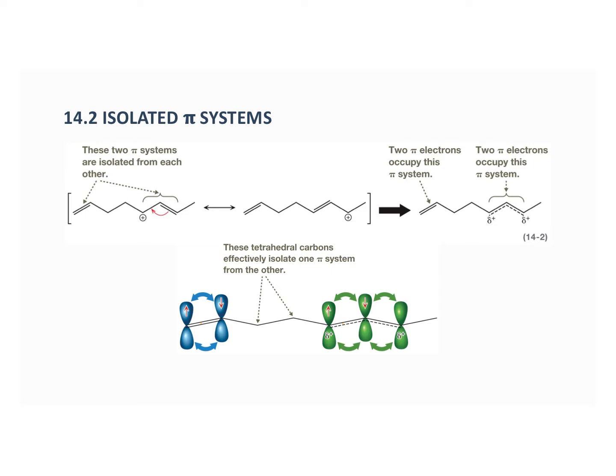So this is called an isolated system. And the tetrahedral carbons that appear between the two pi systems are the reason why. So it's these tetrahedral carbons that appear between the pi systems. Tetrahedral carbons aren't going to have a valence p orbital contribution, so conjugation is disrupted on going from one pi system to another. So let's put some words to this.